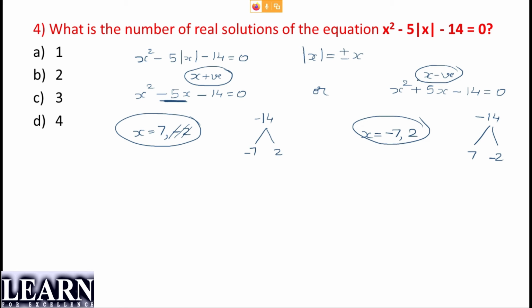Now in the second case, you have predefined it as x is negative. If x is negative, this is the equation. If x is negative, you cannot take out the positive value, right? So answer is only two options, 7 and minus 7. So answer talks about there are two real values, two real solutions. Is it clear? Is it clear, guys?